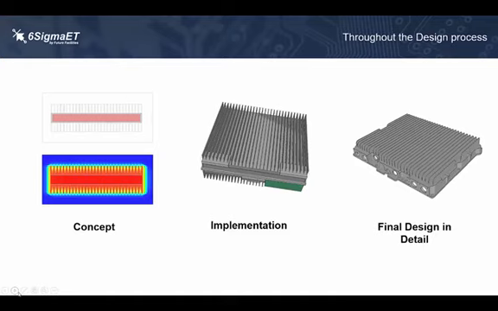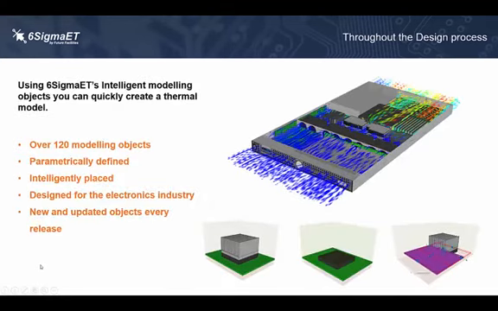So to do this, we can do the concept modeling and the early stage implementation modeling using objects in 6SigmaET, our intelligent modeling objects, and the final design we can do by import, and I'll talk you through that a little bit in more detail. So this model here on the right hand side is a 6SigmaET model of a server, and it's been built entirely using the intelligent modeling objects in 6SigmaET.